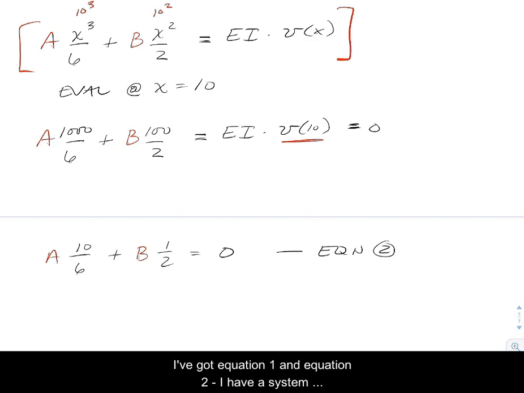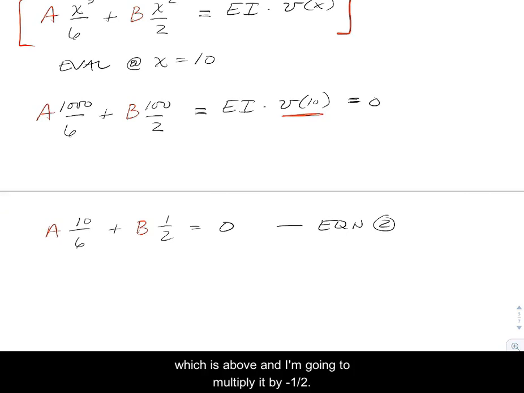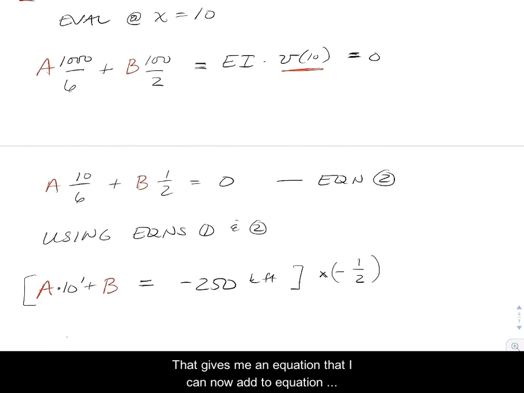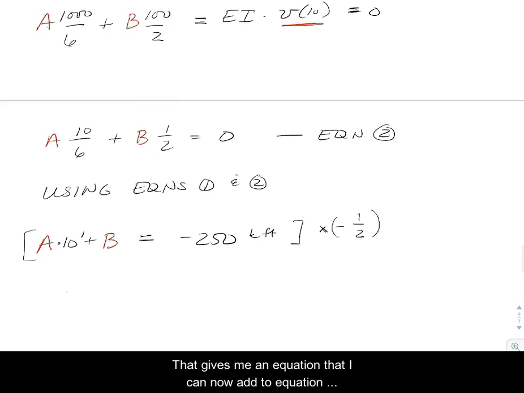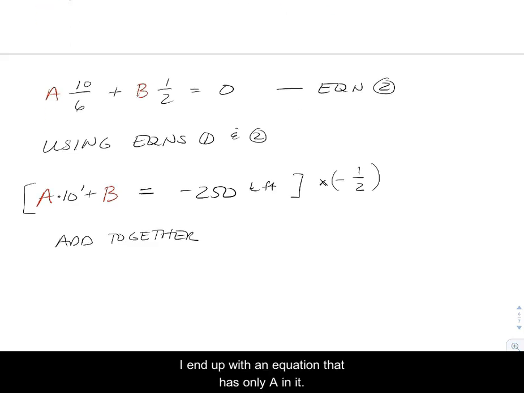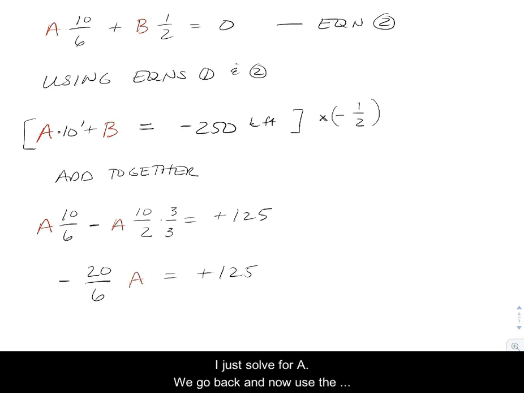So I've got two equations. I've got equation 1 and equation 2. So I have a system of unknowns. I'm going to take equation 1, which is above, and multiply it by minus 1/2. And so that gives me an equation that I can now add to equation 2. You can see that the b times 1/2 is going to cancel. If I then add those two equations together, I end up with an equation that has only a in it. And I just solve for a.